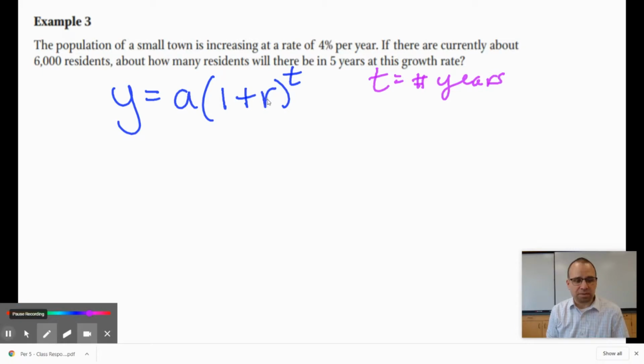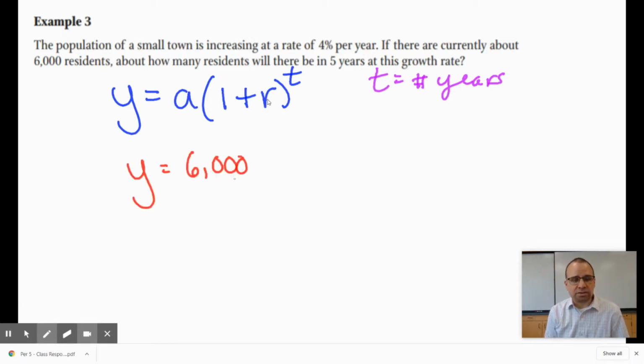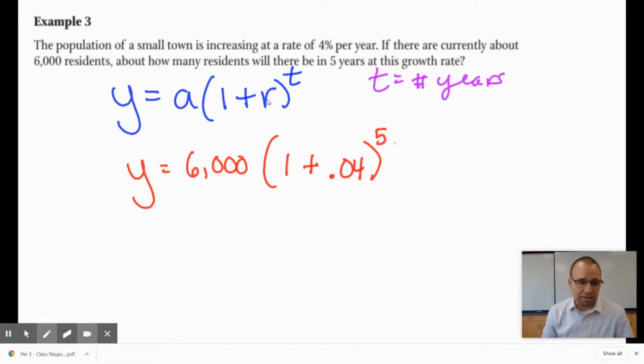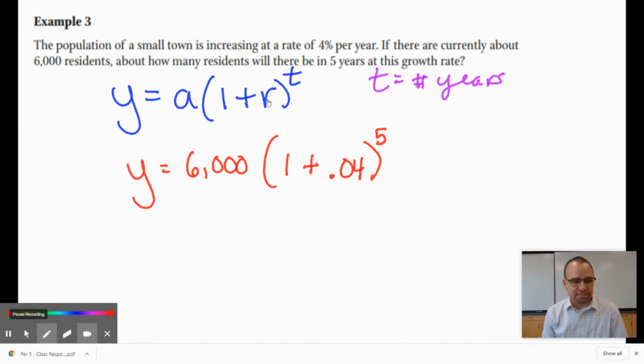So let's plug in some numbers. Remember, A is the number that you're starting with, the initial amount, and you have 6,000 residents. 1, that's got to be in there. Please don't just put the rate in there. You got to put 1, and then if it's growth, this population is going to be growing. We're going to add, now don't put 4, put 0.04 because it's 4%. And then T is the number of years, and the problem specifically says 5 years. And all we have to do now is simplify this, and we have our answer.